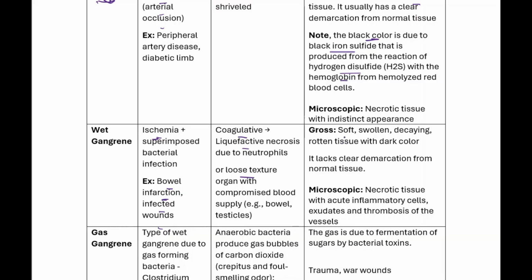So when you look on gross, you're going to see soft, swollen, decaying, rotten tissue with that color. And then the most important thing here is that when you look at them, it lacks a clear demarcation. Remember, as opposed to what we see with dry gangrene, whereby you can see a clear demarcation. And on microscopy, you're going to see necrotic tissue with those acute inflammatory cells like the neutrophil exudates, and thrombosis of those blood vessels could be seen.